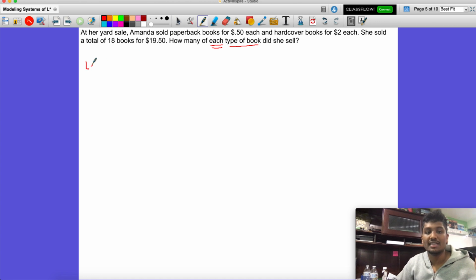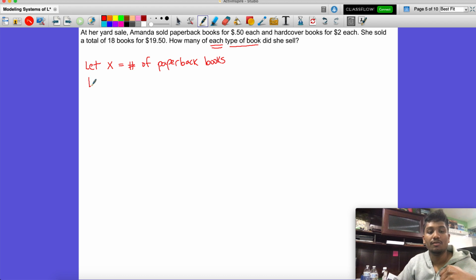So we're going to use a let statement here. Let x equal... now, we're not going to just write paperback books. Is it the cost of them, how they look, how they feel, the number of them? You could just look back at the last sentence of the question. It'll tell you how many of each type. So this is going to be the number of paperback books.